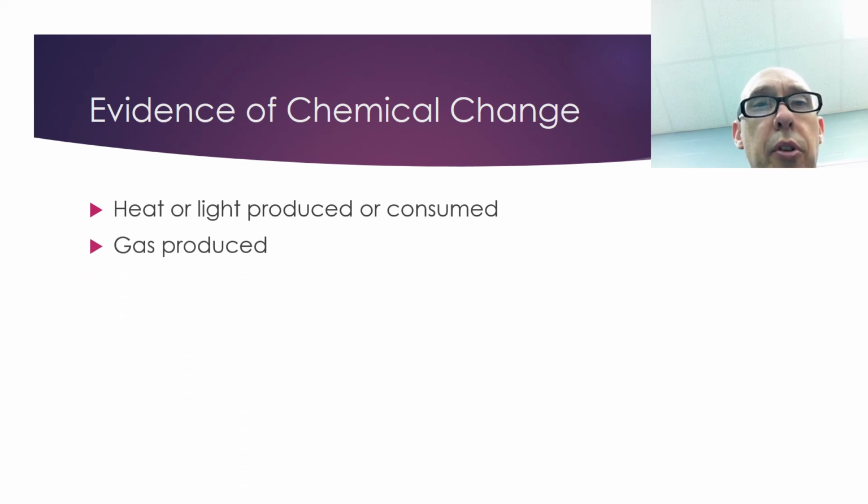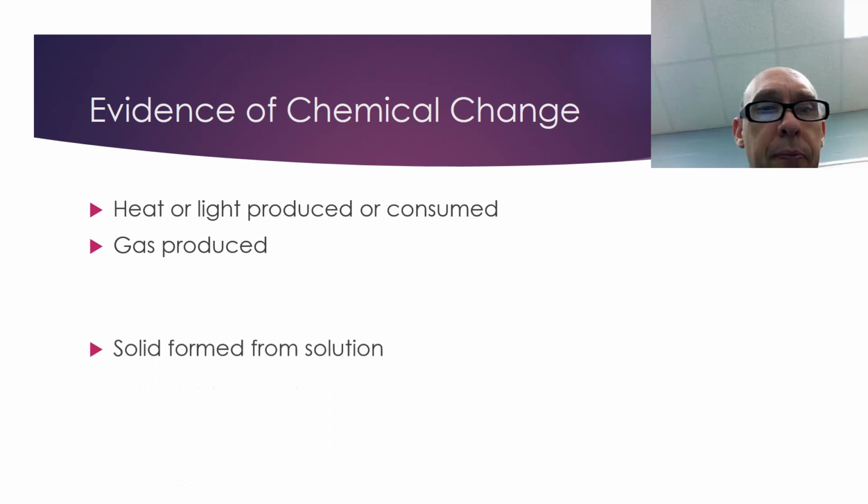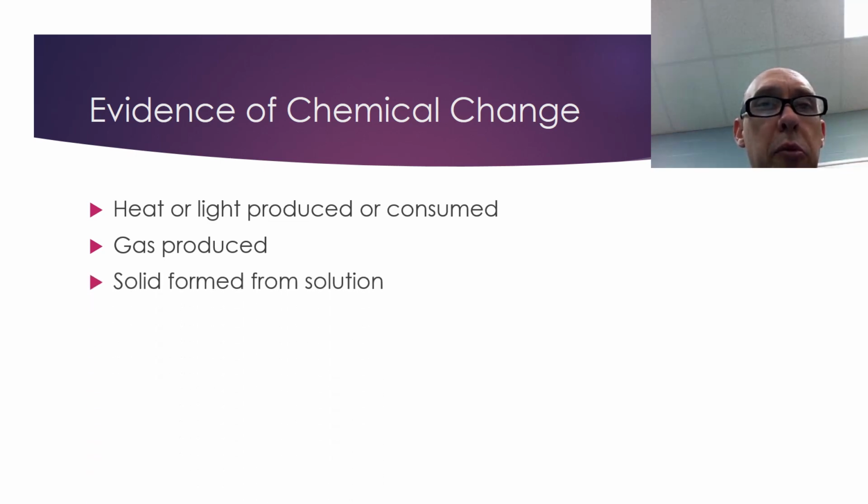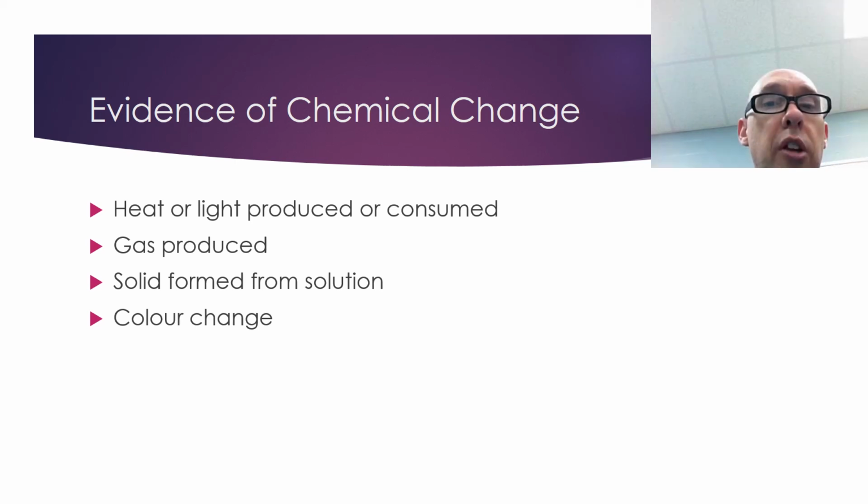If a gas is produced and you're not trying to heat something up to boil it, it's probably a chemical reaction. If a solid is forming from solution, like if you mix two solutions together and get a solid suddenly forming, that's a chemical change. But if you're cooling something so it's just changing state, that's not a chemical change. A color change. It's pretty rare that physical changes cause color changes, but chemical changes usually will.